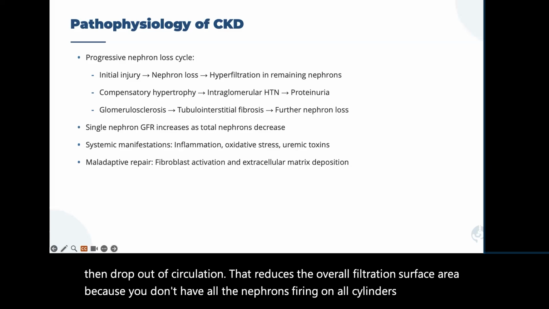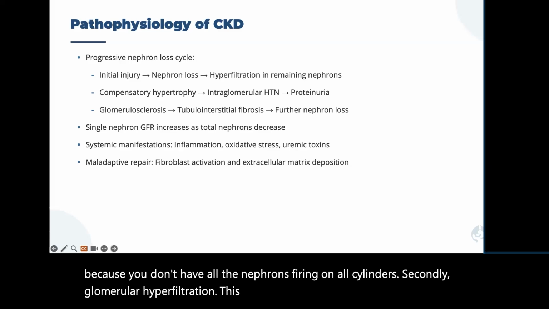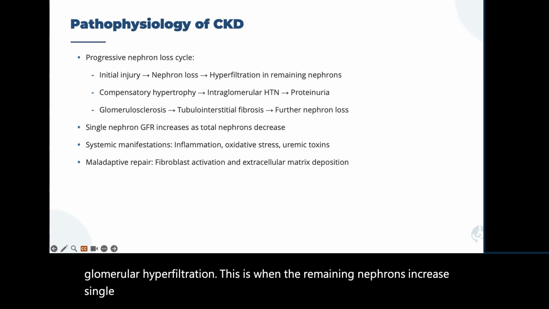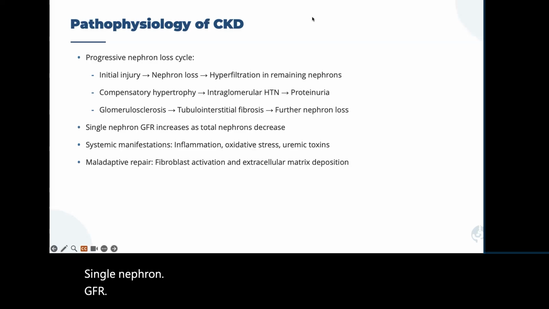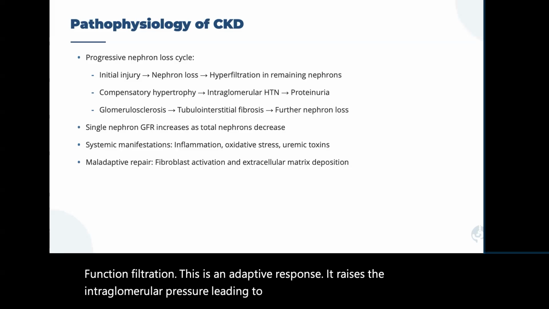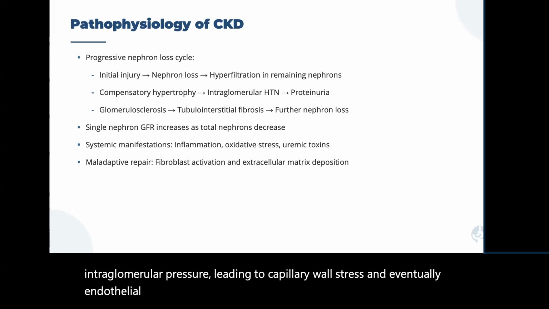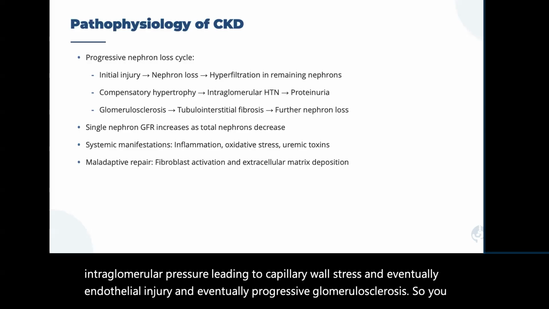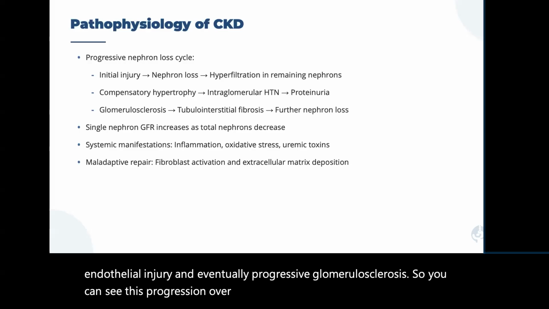Secondly, glomerular hyperfiltration. This is when the remaining nephrons increase single nephron GFR to maintain overall function and filtration. This is an adaptive response. It raises the intraglomerular pressure, leading to capillary wall stress and eventually endothelial injury, and eventually progressive glomerulosclerosis. So you can see this progression over time.